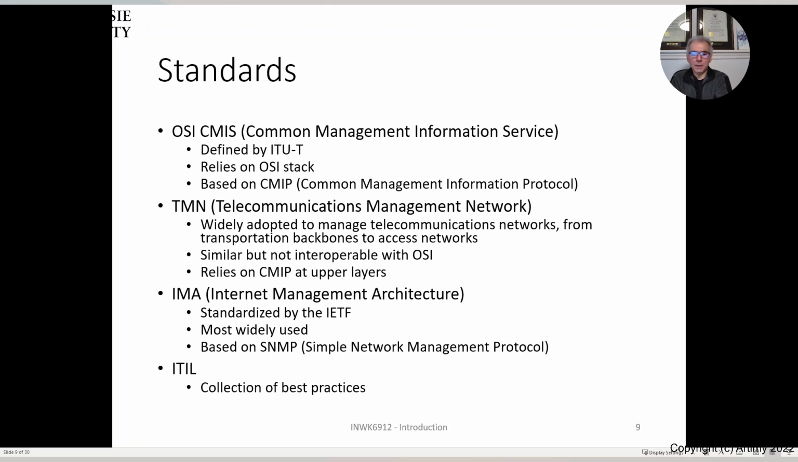And finally is the ITIL, or it's pronounced differently. This is a collection of documents that mention best practices for not just network management, but for IT management in general, information technology management in general, right? And there is a big part of it related to networking as well. So we will be talking about all four in this recording.